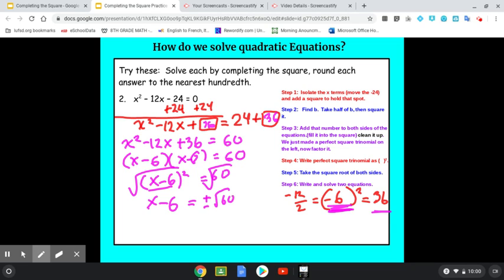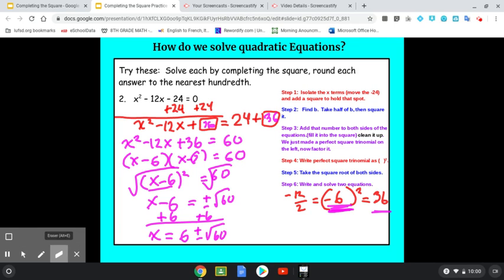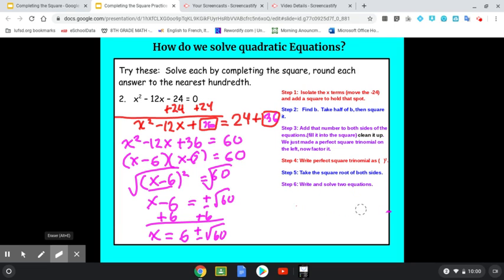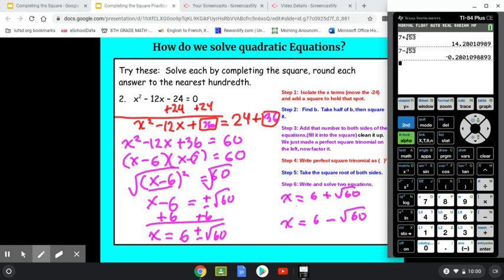Okay, now I'm going to solve for x. I'm going to add 6 to both sides. Now again, that 6 goes in front. I get x equals 6 plus or minus radical 60. Now in the future, sometimes you might have to put it in simplest radical form. We'll go over that. But today we're going to round it to the nearest hundredth. So I have x equals 6 plus radical 60 and x equals 6 minus radical 60. So I'm going to plug that in my calculator. 6 plus radical 60.